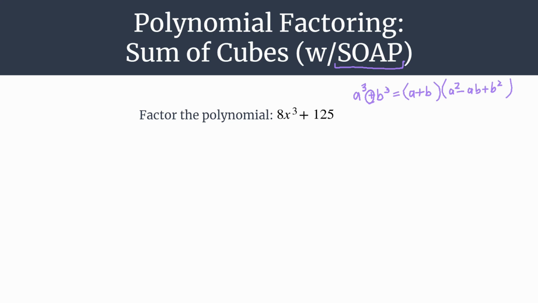So let's go ahead and define A and B. A is going to be coming from our first term, 8x cubed. So just take the cube root of that. We know that 2x is going to be the cube root of that. Think, if you cube 2x, you get back 8x cubed. And then for b, here's b cubed. We just take the cube root of that to identify b, so we know 5 will be b. And now we're ready to put this information in and get our example factored.